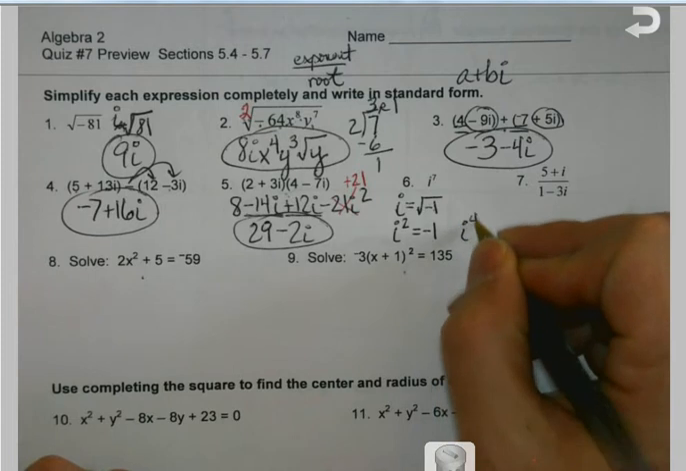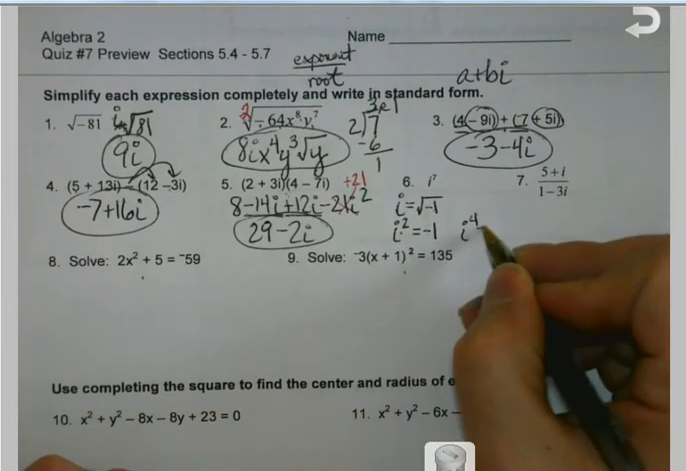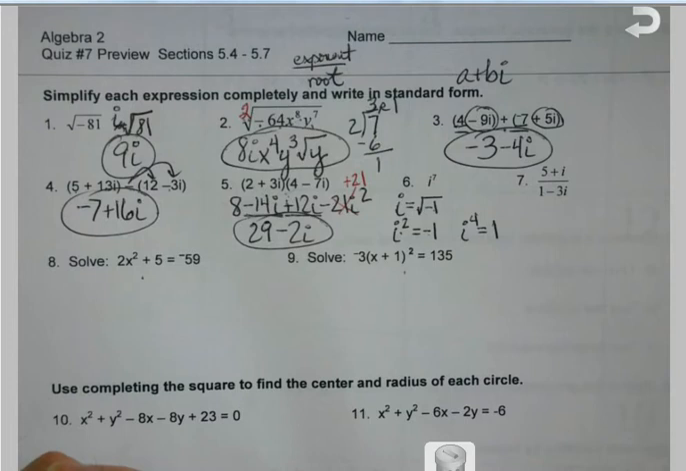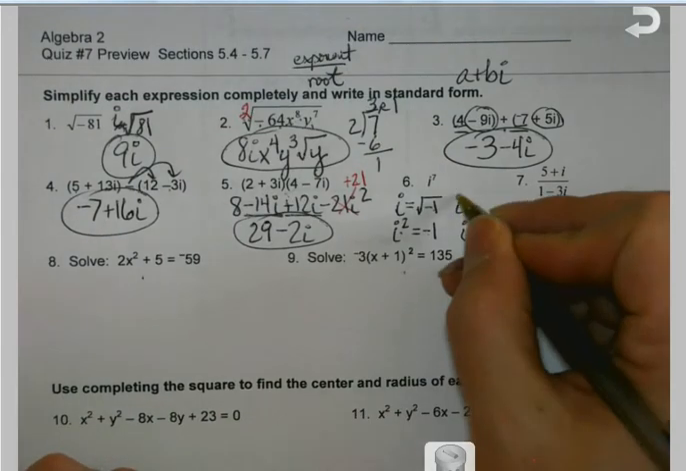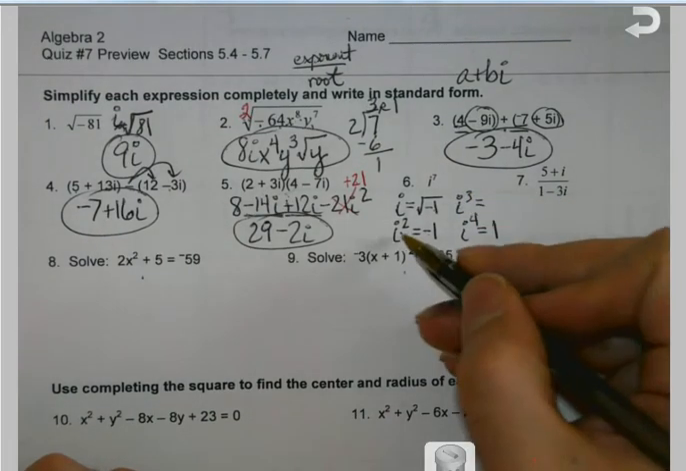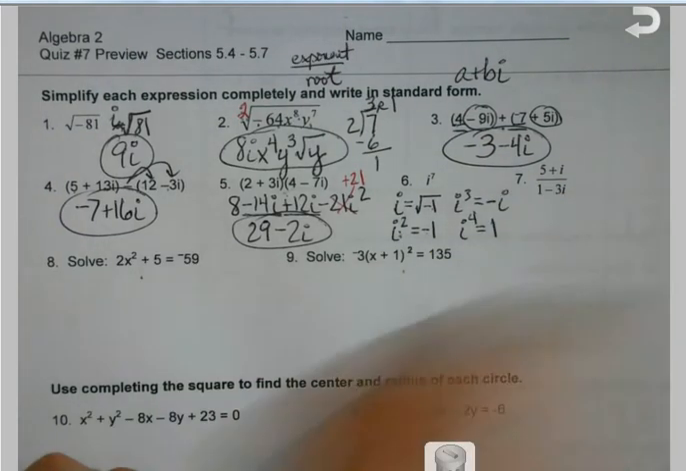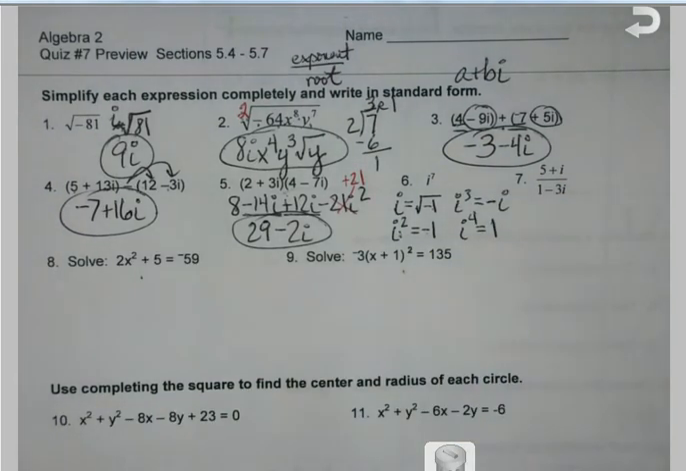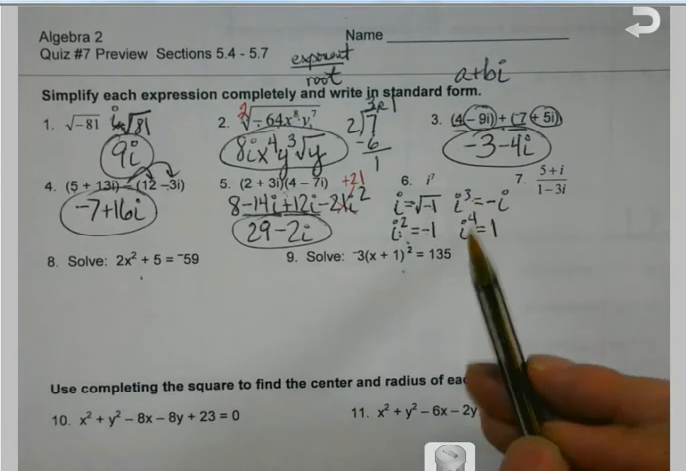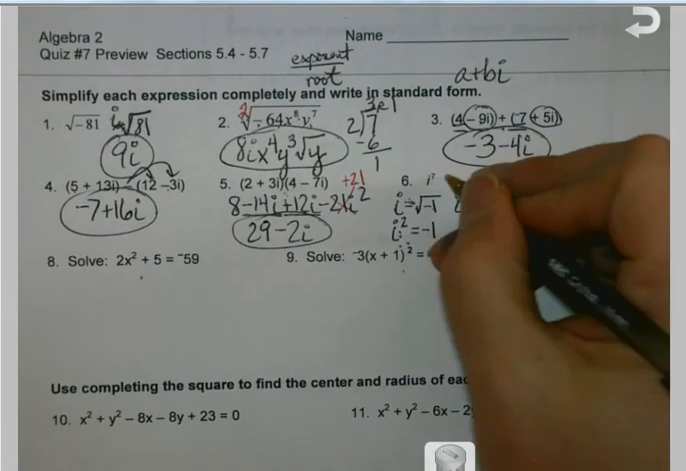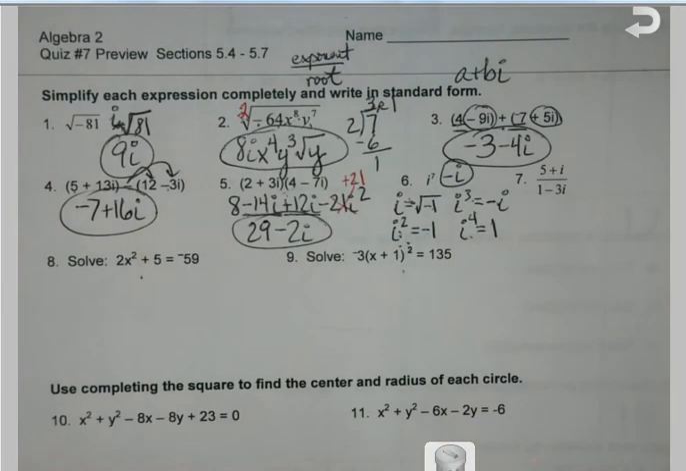i to the 4th would be i squared squared, which is positive 1. And i to the 3rd would just be i squared times i, which is going to give me a negative i. Or you could write the negative square root of 1, but that's normally not how we write it. So those would be my 4. This is a small enough one. To be perfectly honest, you could just count through and be like 1, 2, 3, 4, 5, 6, 7. Oh, it's negative i, and go about your business.